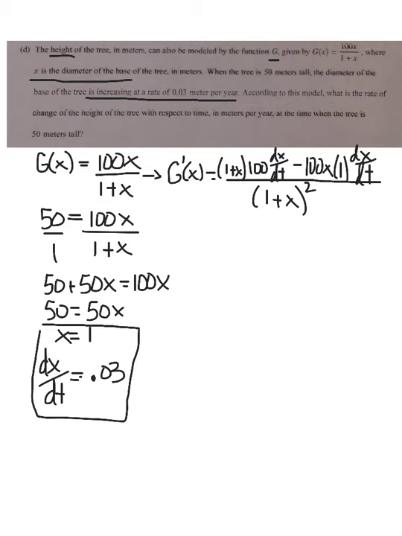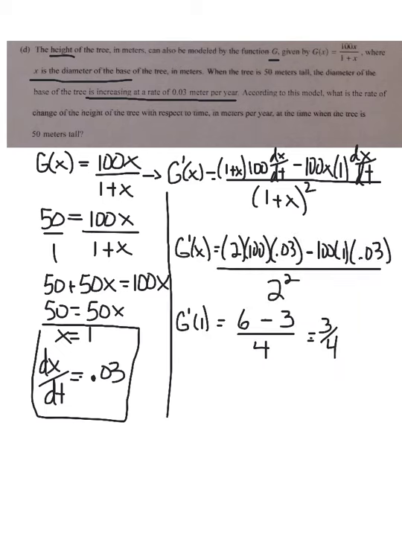Now I'm hoping that you're starting to see why we did all of this to solve for x. Because now I can plug that in here, I can plug that in here, and I can plug that in here. I know what dx dt is, right? That's down here, 0.03. And now I can solve. All right, so why don't you solve for g prime of x and see what you get. All right, and I have 3/4. Don't forget, though, that you need a unit. And since it's the derivative, that would be a rate, and that would be meters per year. So 3/4 meters per year.